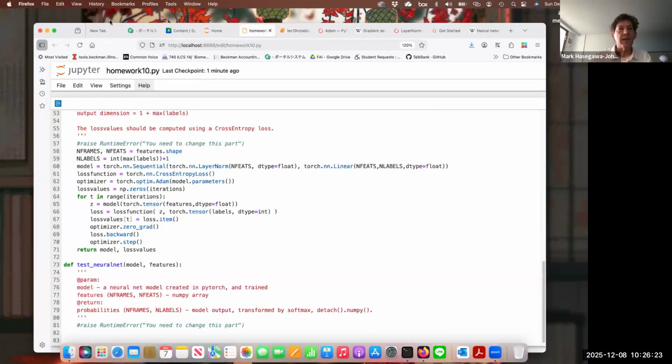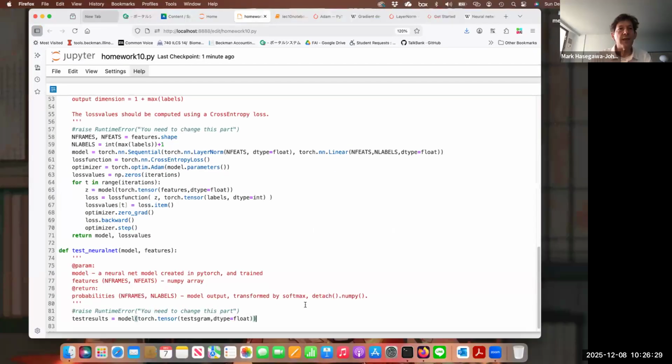And also now I need to convert that to a matrix of probabilities, which should be a NumPy matrix. I want to use detach, NumPy, convert it to a NumPy matrix. The input is not test sgram, the input is the features matrix. And that features matrix is converted to PyTorch with a data type of float. And then we apply the model to it to generate the test results. And now we need to convert those test results to probabilities. Let's see how we did that in the code.